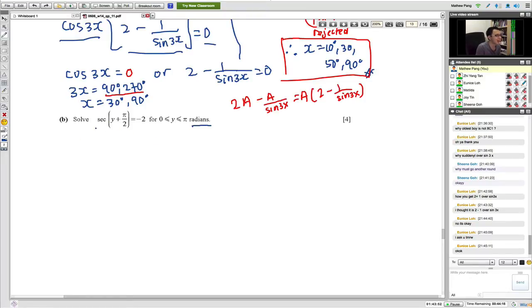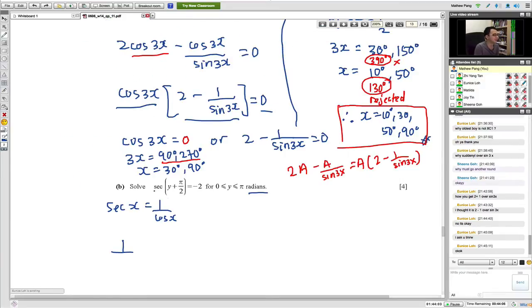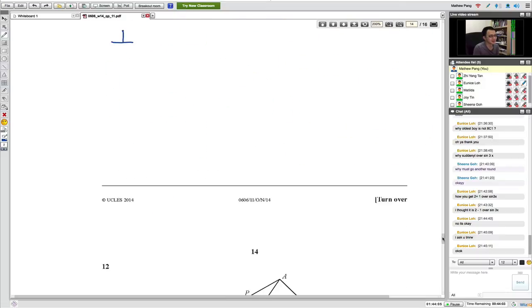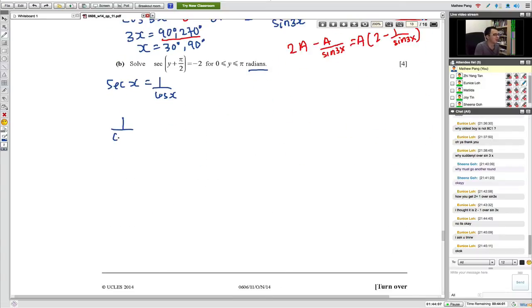Second, you have to understand that secant x equals to 1 over cos x. And I have so many students who do this one like this: 1 over cos x, and then the bracket y plus pi over 2 equals to negative 2.